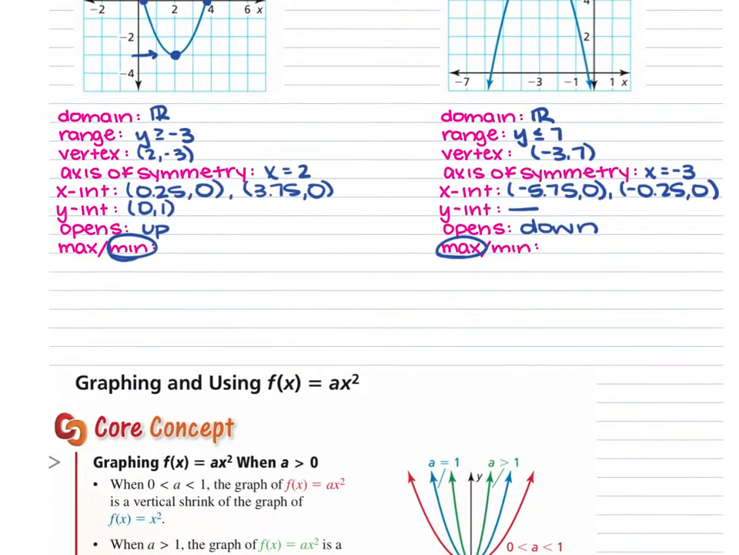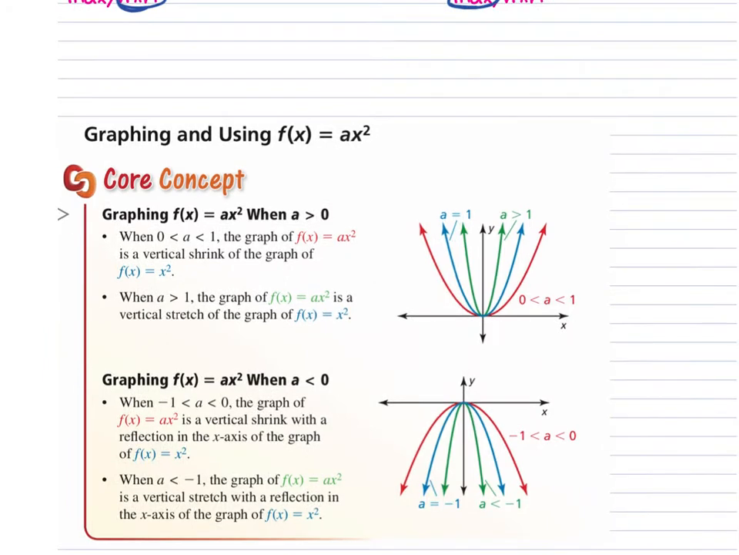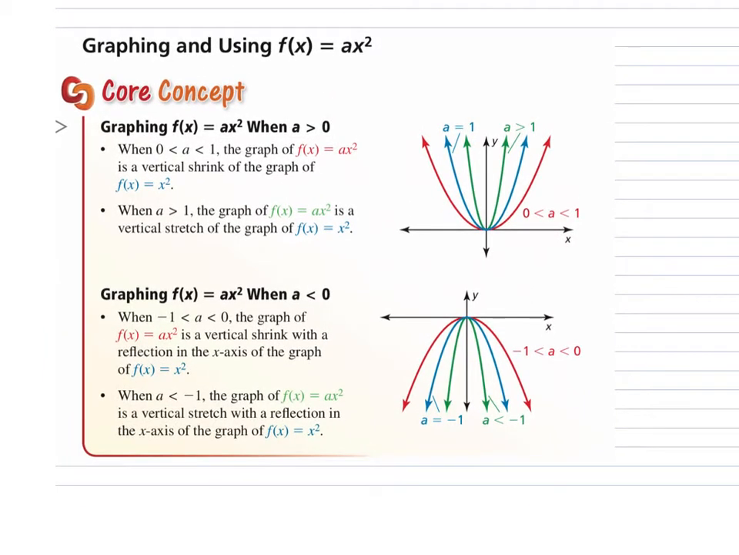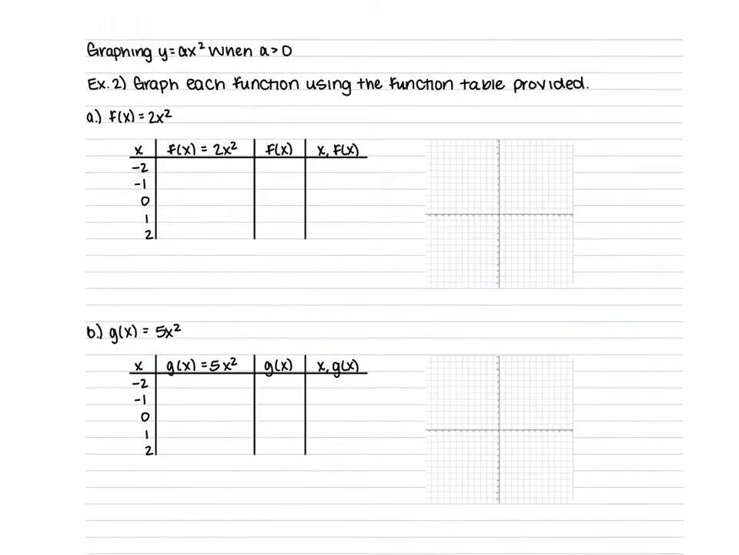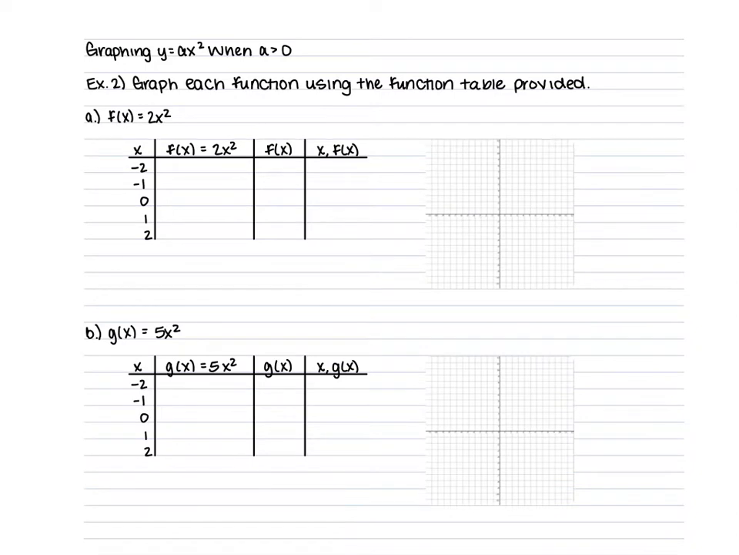With the next part of this lesson, we are going to be graphing these parabolas. With them, you will need to draw yourself or make yourself a function table to make your life a little easier. In example A, we are given f of x is equal to 2x squared.